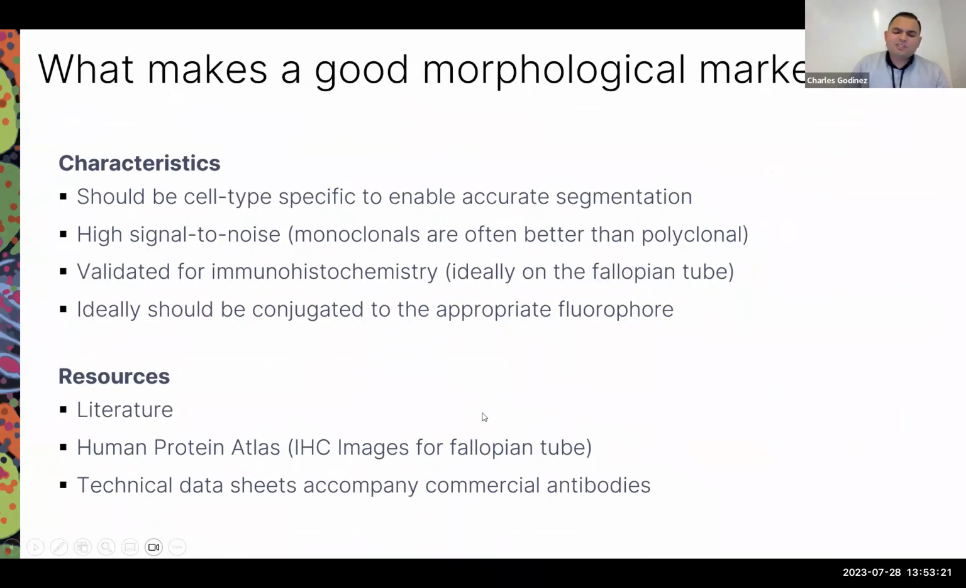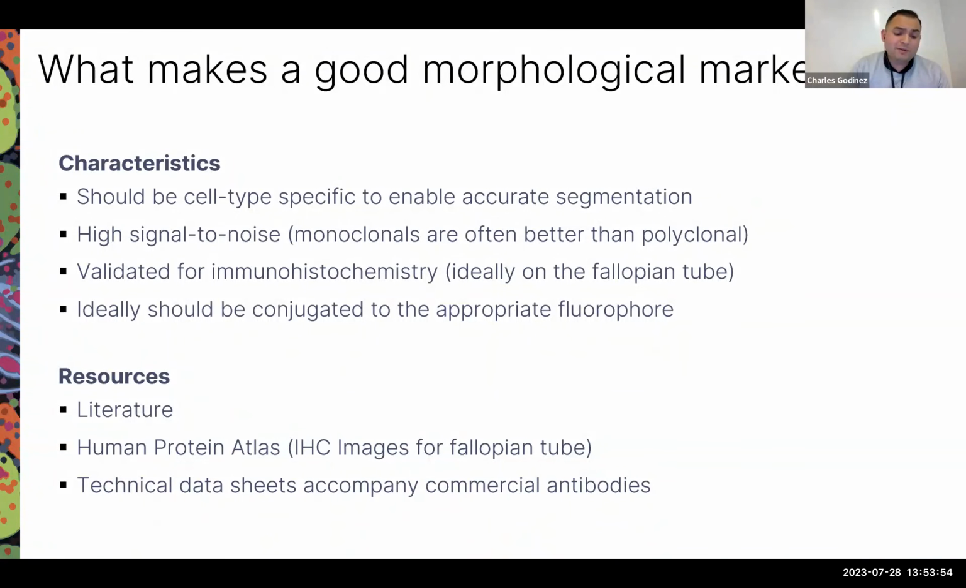So what makes a good morphological marker? Well, some characteristics include it should be cell type specific to enable accurate segmentation. It should have a high signal to noise, and monoclonals are often better than polyclonals in this respect. It should be validated for immunohistochemistry, ideally on the fallopian tube. And preferably they should be conjugated to the appropriate fluorophore, although this is not a strict requirement because we can conjugate ourselves.